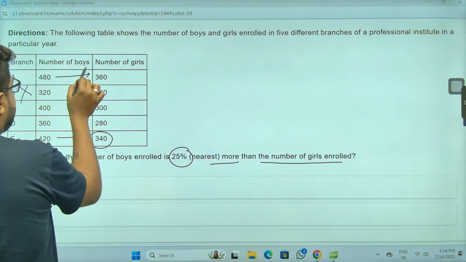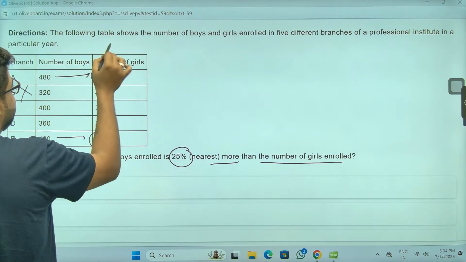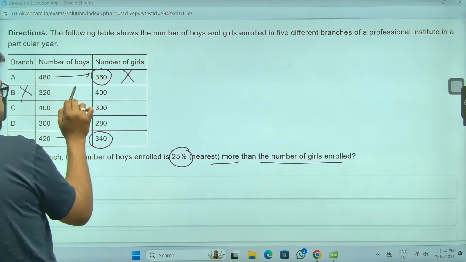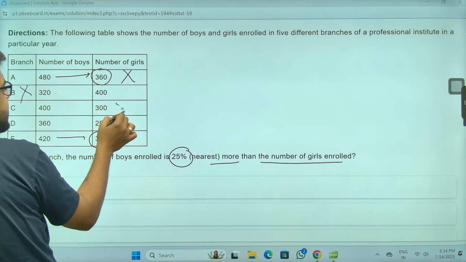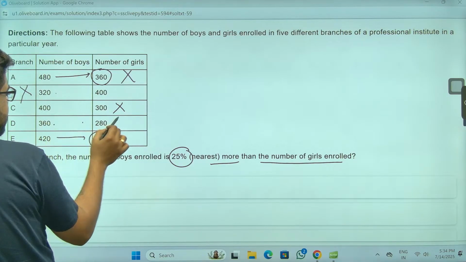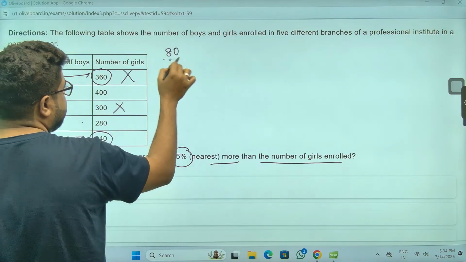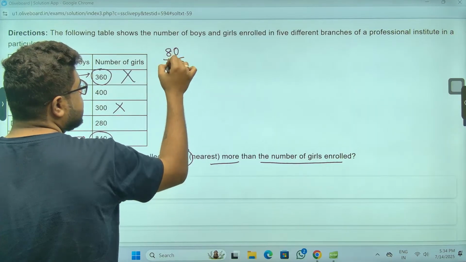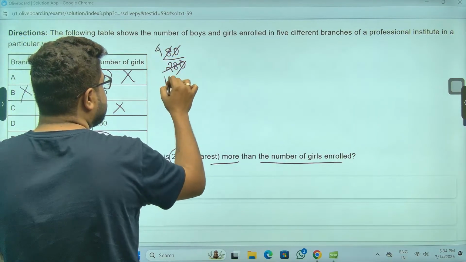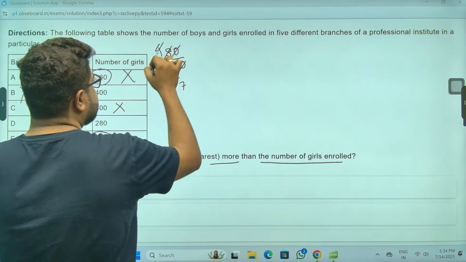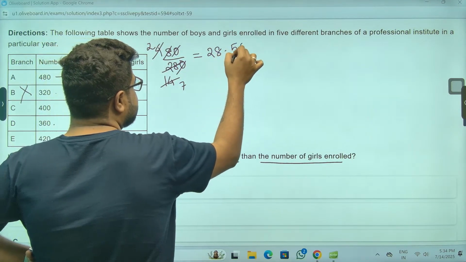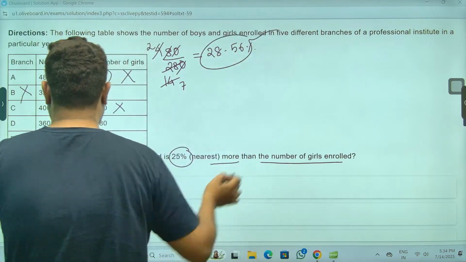This is a gap of 120 out of 360, which is 1/3. Not possible, I need 25%. This is 100 more out of 300, again 1/3. Not possible. This is 80 more out of 280, which gives 1/4? No, it's way off. So this is 4, this is 14, or rather 7, and so this is 2/7, which is 28.56%. Not possible.